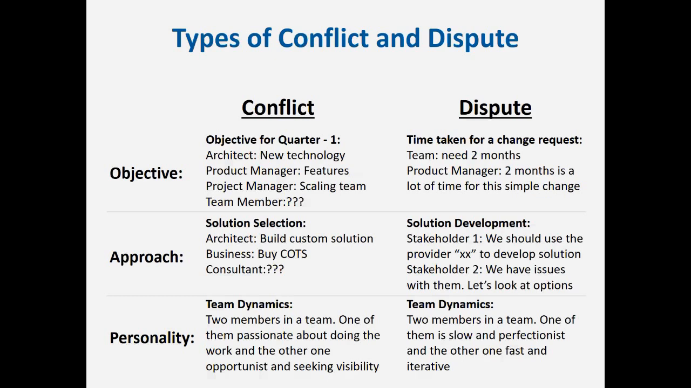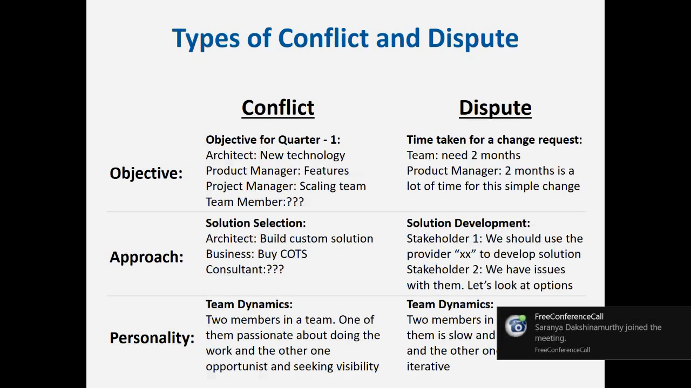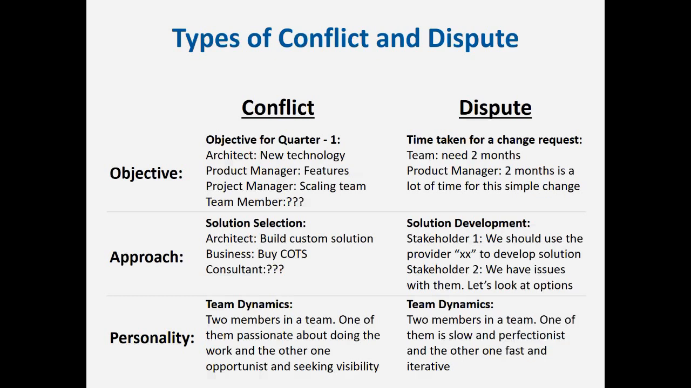An example dispute for approach will be one stakeholder says we should go with this vendor to develop a solution. The other person says, well, I have reservations with regards to using this vendor, so can we look at options? So there are different positions. But the agreement is they have to go ahead with a vendor to implement it. Which vendor is the question. Then it is an example of a dispute.